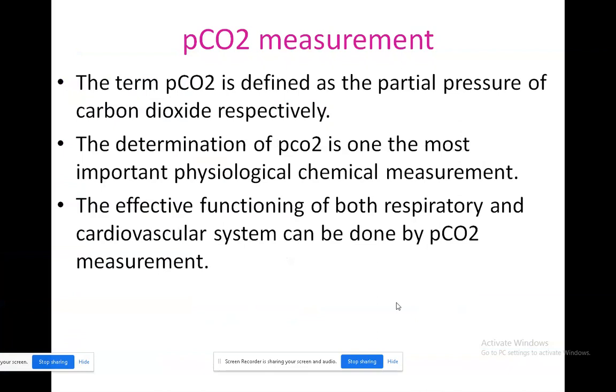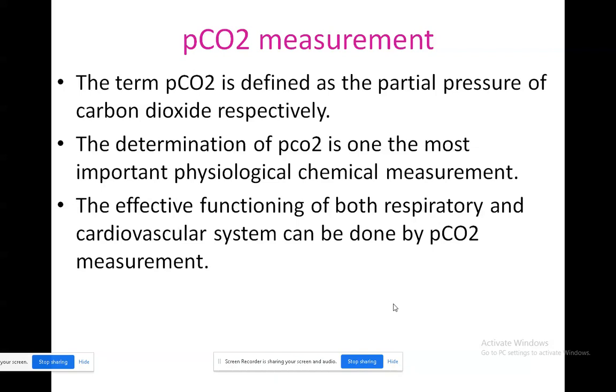Next, PCO2 measurement. Likewise, like pH and PO2, here we are going to measure the concentration of CO2, carbon dioxide, in a solution. The term PCO2 is defined as the partial pressure of carbon dioxide. The determination of PCO2 is one of the most important physiological chemical measurements.